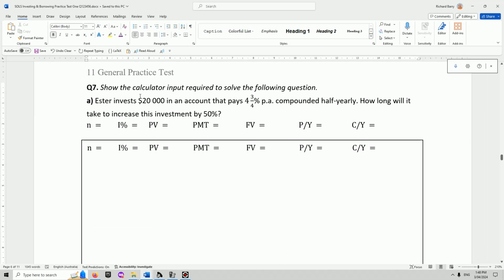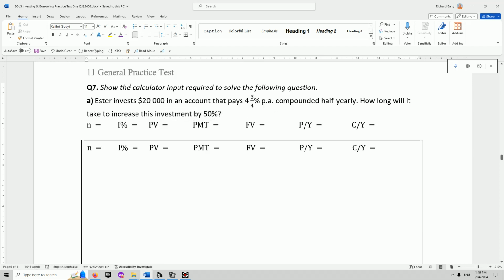Okay, question 7. Show the calculator input required for the following question. We have the word compounded. Can use the calculator or could use the formula. Right, so I'm starting with this much money. Can increase this investment by 50%. Some words going on there.